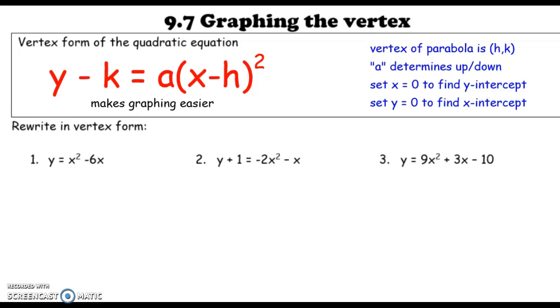And set your x equal to 0 to find the y-intercept, and set your y equal to 0 to find your x-intercept. We'll talk about all of those. We're going to graph them. But first, what we're going to do is rewrite some things in vertex form.